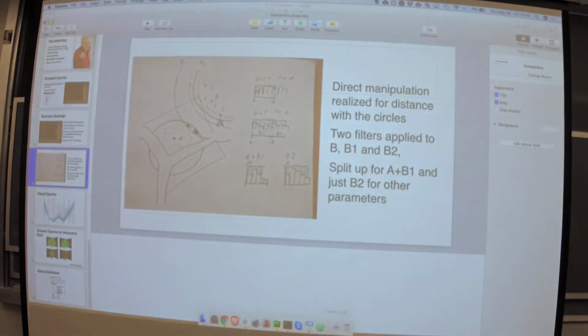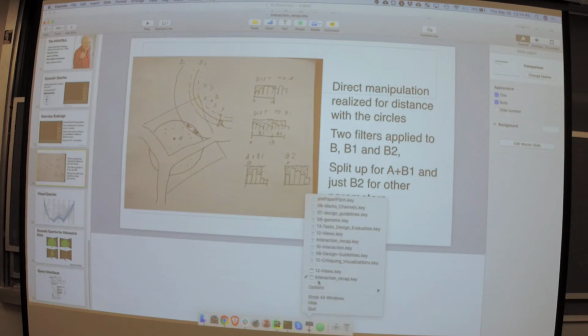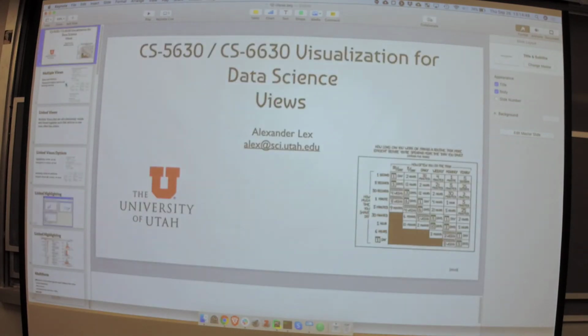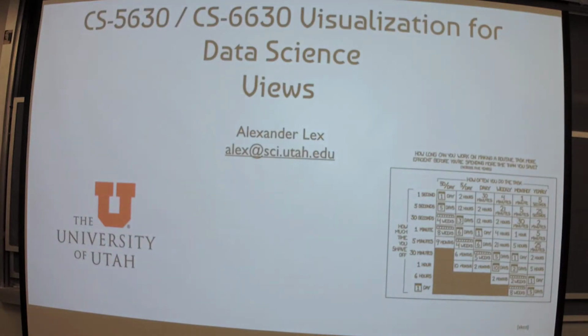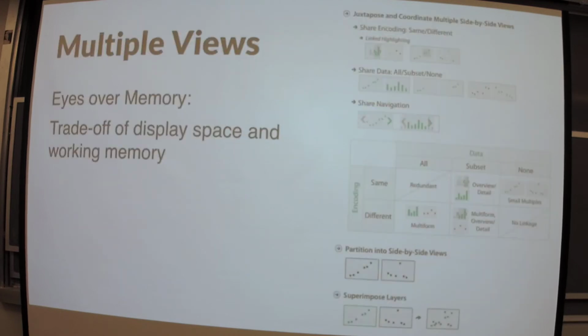Okay, good. To conclude the piece about interaction, it's also super important to talk about multiple views. Multiple views are about how I show things across different views, and also how I manipulate the data in those views. Multiple views again follow this eyes over memory idea. We trade off display space and working memory.